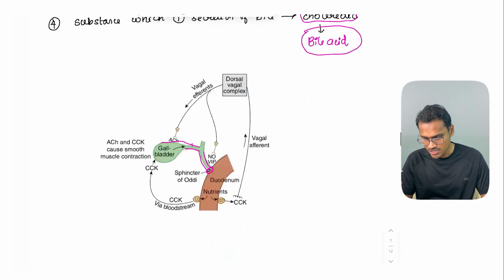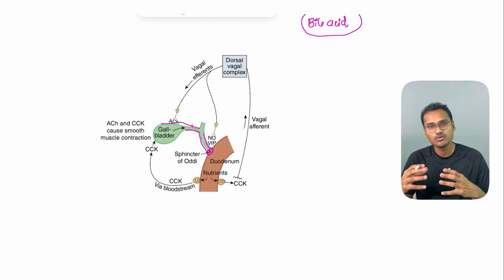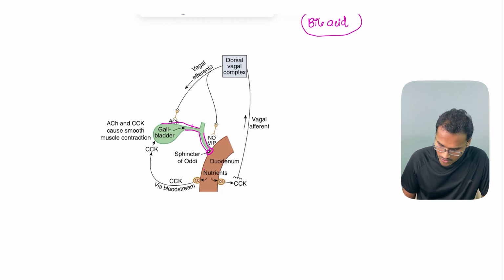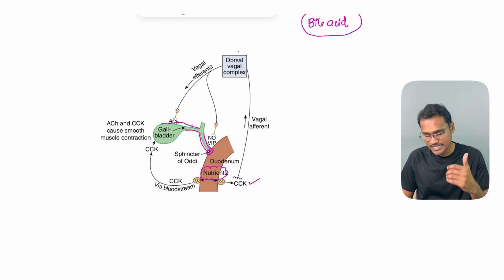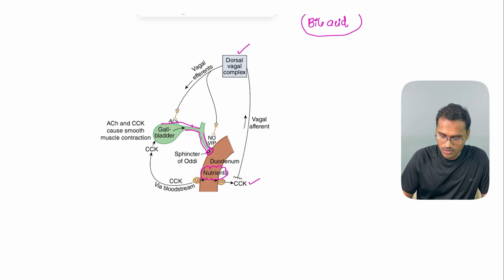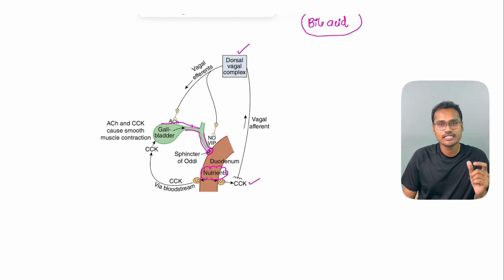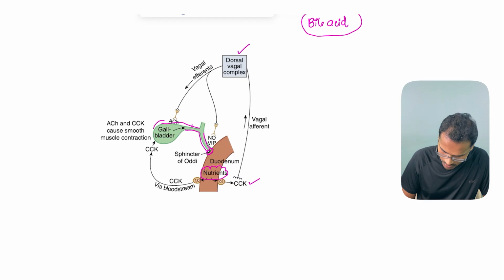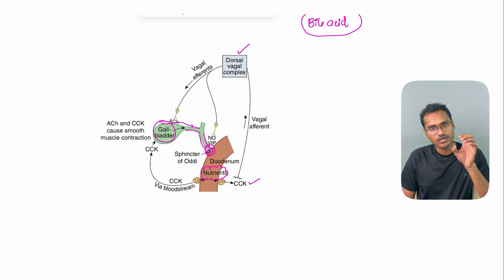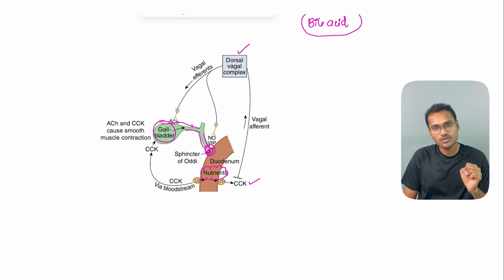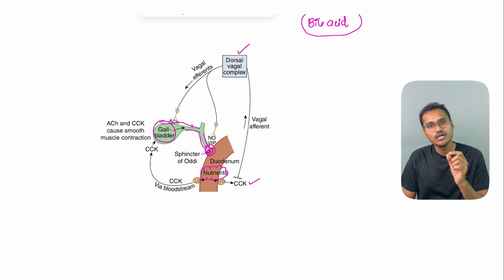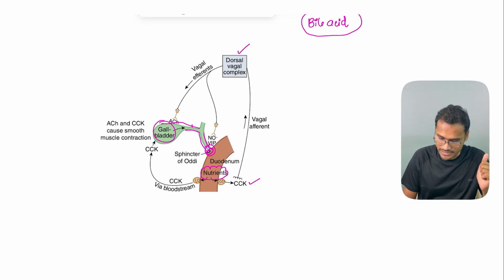So this diagram shows briefly how the secretion is being modulated. When the nutrients enter the GIT system, they will produce CCK. This CCK sends afferents to the dorsal vagal complex, and the vagal efferents come back both to the gallbladder as well as to the sphincter of Oddi. First they will contract the gallbladder with the help of acetylcholine, and they will also relax the sphincter of Oddi with the help of nitric oxide and vasoactive intestinal peptide.